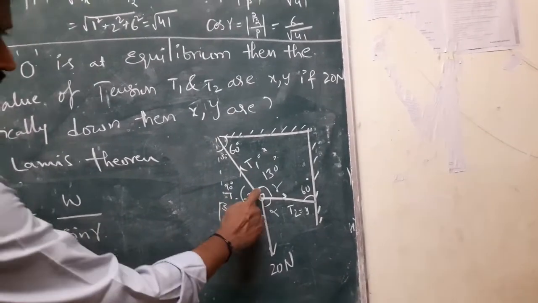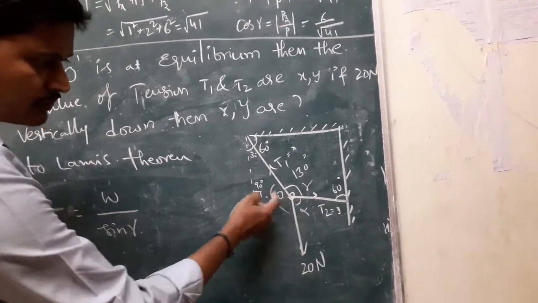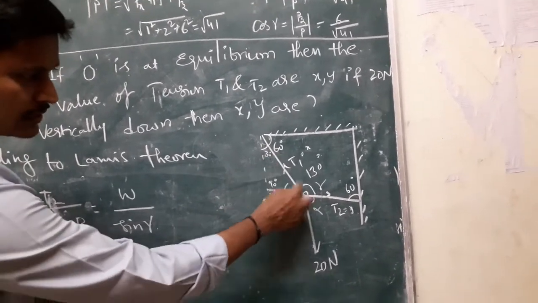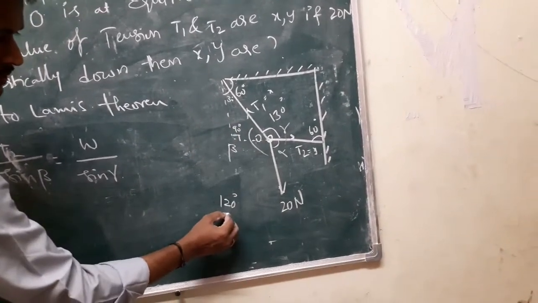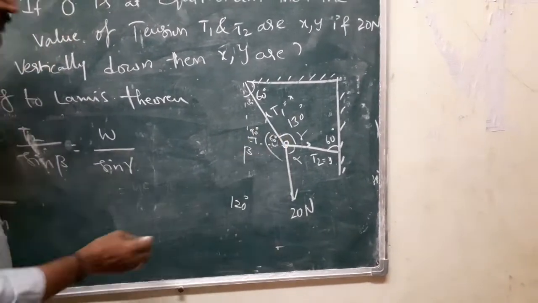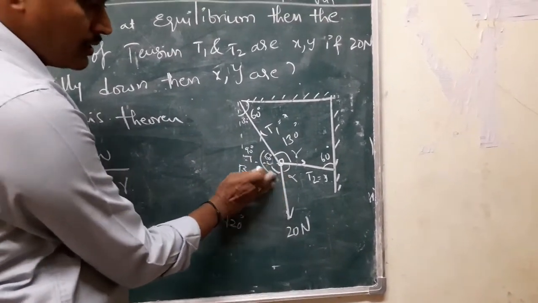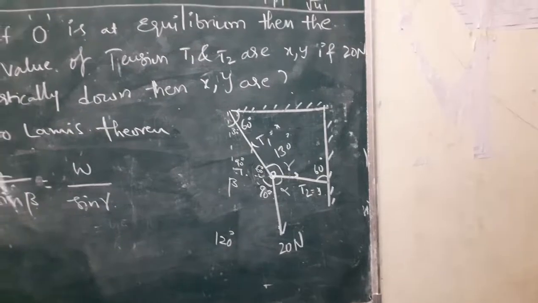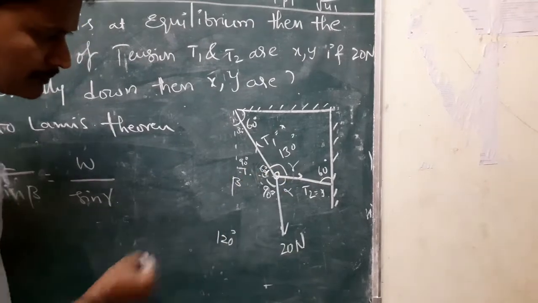Okay, so up to here it is mentioned 130 degrees. Then the remaining angles we can measure. 90 plus 30, so the total angles inside the triangle is 120, and the remaining angle is 60. Here the angle is equal to 60, and here the angle is 90. So up to here, 90 plus 60 is the total angle.